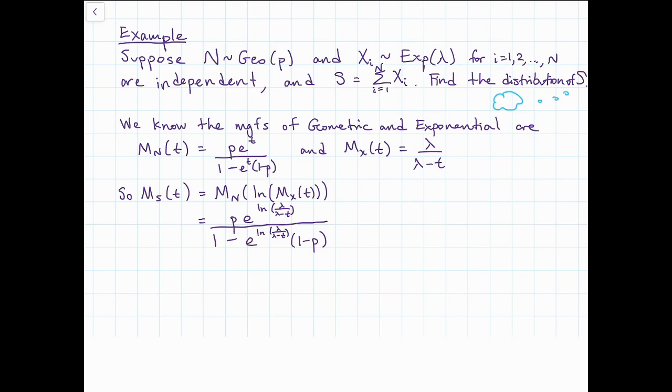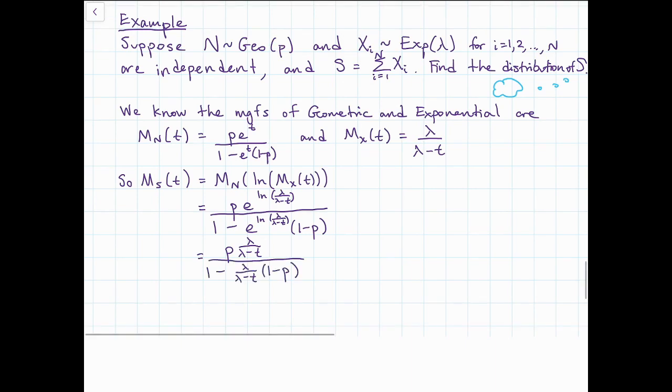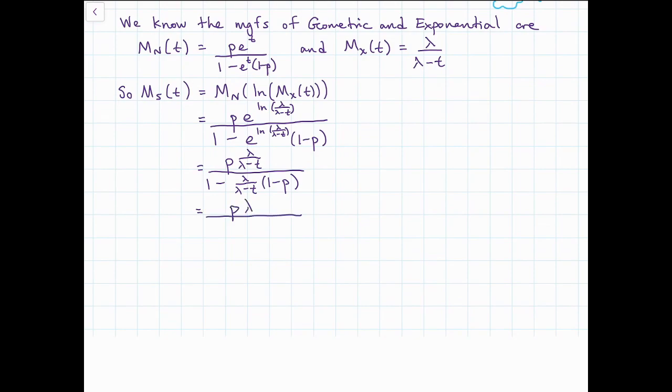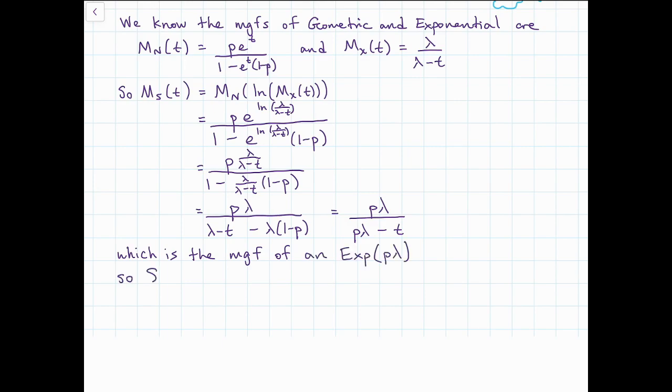Well, look at what happens there. We have e to the ln of something on the top and the bottom. So that will just become p times lambda over lambda minus t, all over 1 minus lambda over lambda minus t times (1 minus p). Well, we can simplify that a little bit. We'll get p lambda over lambda minus t minus lambda times (1 minus p), just basically multiplying through top and bottom by lambda minus t. And we can simplify that even further to get p lambda over p lambda minus t. Well, this actually is the moment generating function of an exponential with parameter p times lambda.